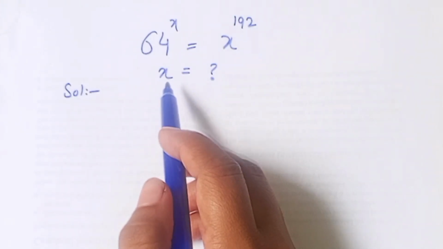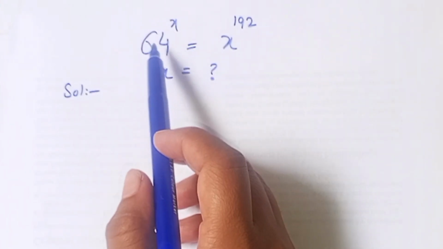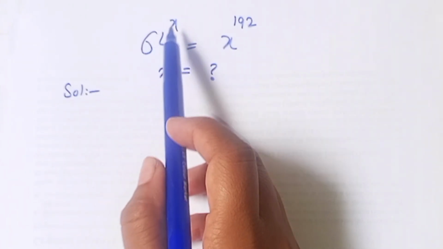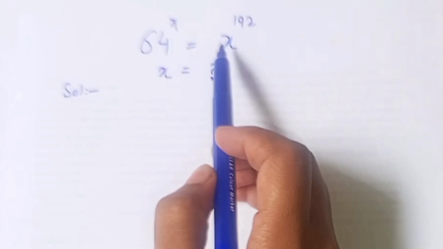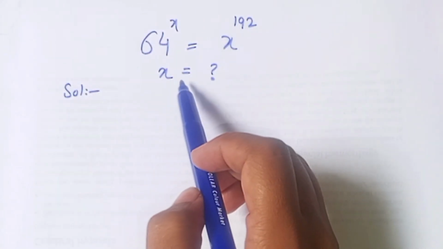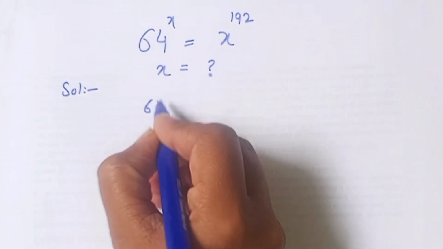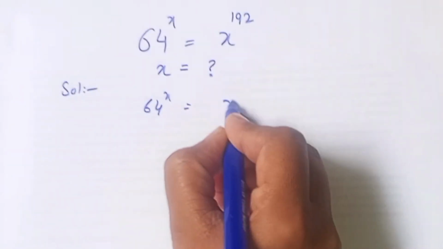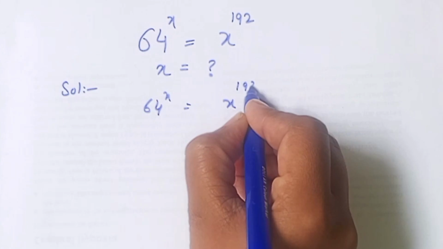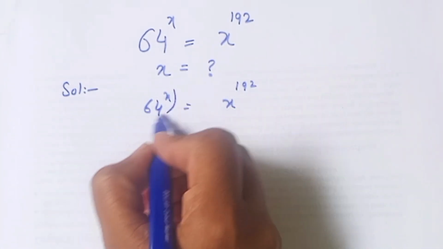And in this video, we are going to solve this viral problem. The question is 64 raised to the power x is equal to x raised to the power 192. We find the value of x. So let's start. Given question is 64 raised to the power x is equal to x raised to the power 192. So in the first step, we take a power 1 over x on both sides of this equation.